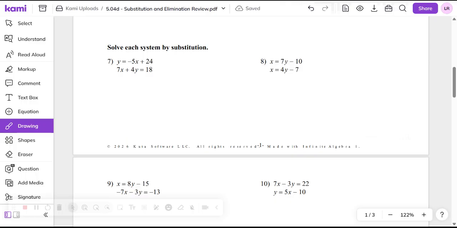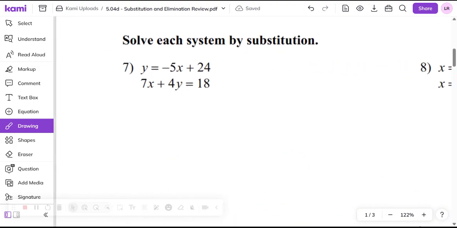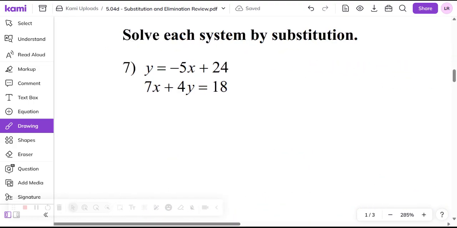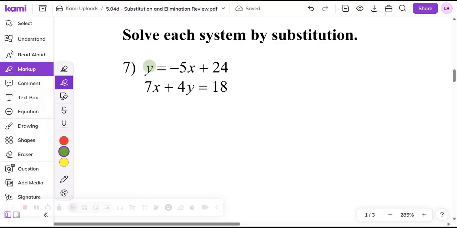Remember, I've seen some of you creatively use elimination on these. But the idea is this: with substitution, we're looking for a solved equation. So with number 7, I have y equals negative 5x plus 24 and 7x plus 4y equals 18. Well, this top equation has the y by itself. That would be considered solved for y. So the idea is, I know that y is equal to negative 5x plus 24.